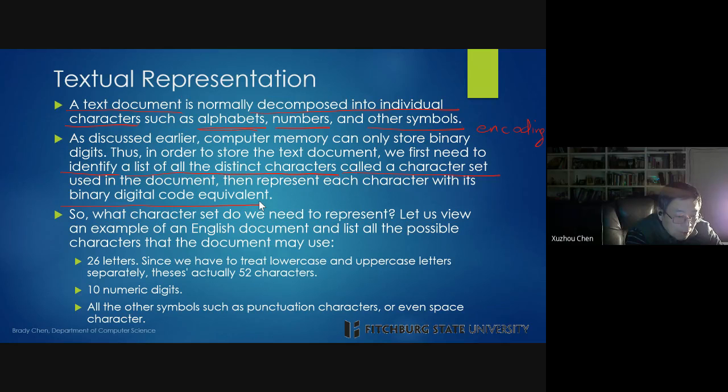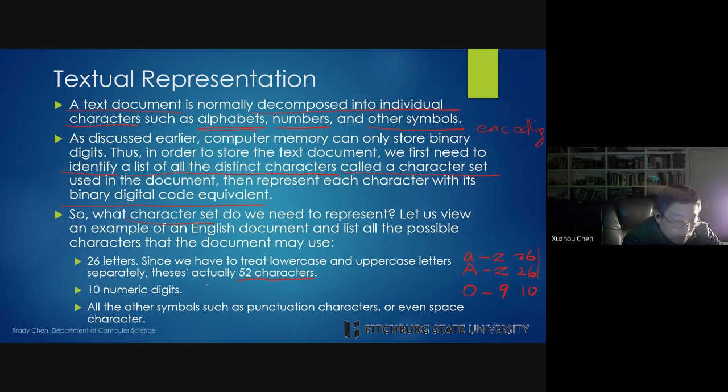So let's see, typically, what kind of characters do we want to represent? What character set do we need to represent? Okay, so we have 26 letters, from a to z. And also we want to represent capital A to capital Z, another 26. So that's a total of 52, right? And also we want to represent 10 numeric digits from 0 to 9. This adds an additional 10 characters. So 52 plus 10, that's 62.